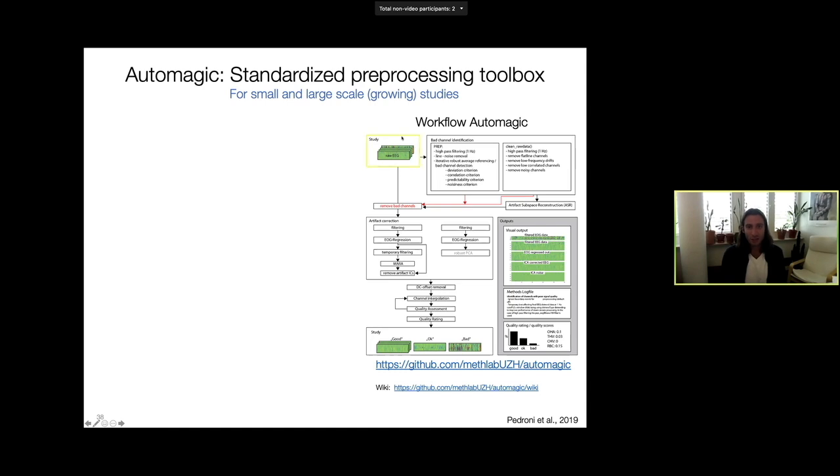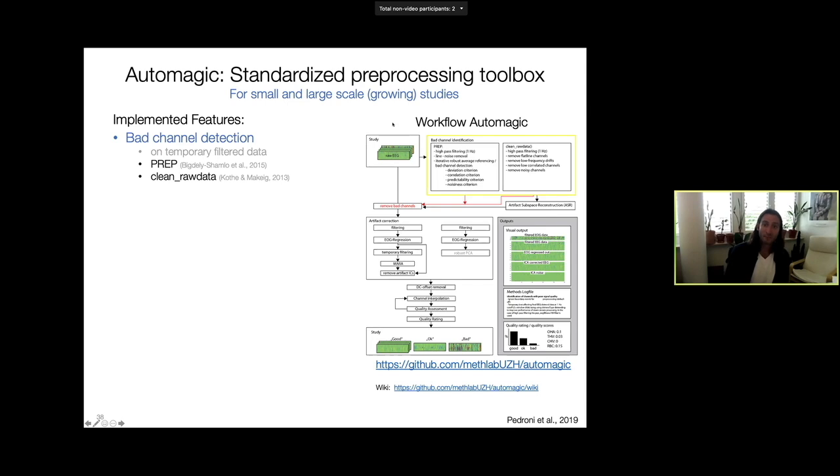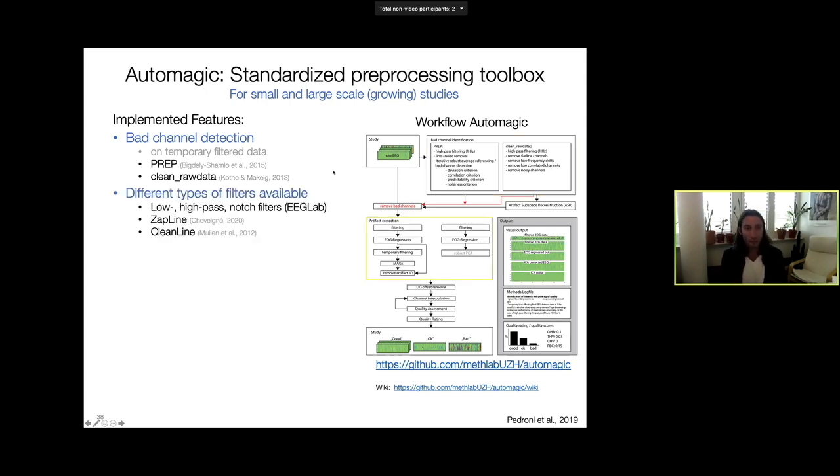So it starts with the raw EEG, highlighted here in yellow. And first, we apply some bad channel detection with state-of-the-art methods, such as PREP or clean raw data. And what we want to highlight is that we also use temporal filtering to identify the bad channels, which makes it easier. Once we identify the bad channels, we remove them, and then we offer different filters. We offer the default EEGLAB filters, but you can also create your own filters. And we also offer CleanLine to remove the power line noise.